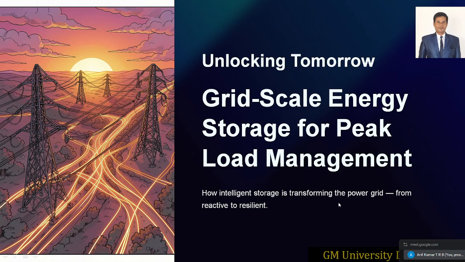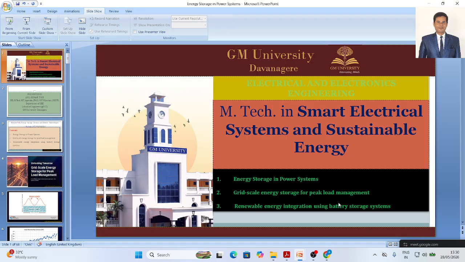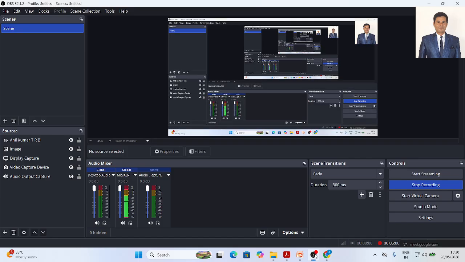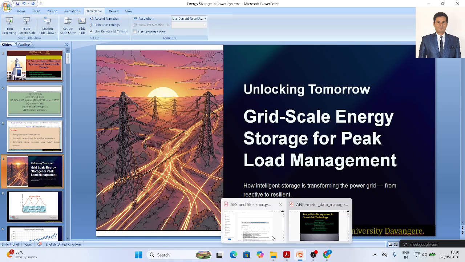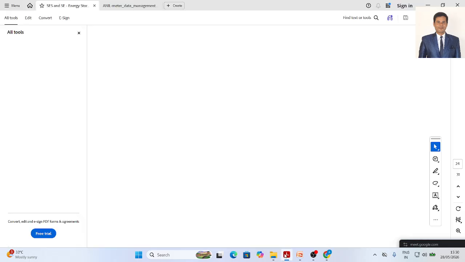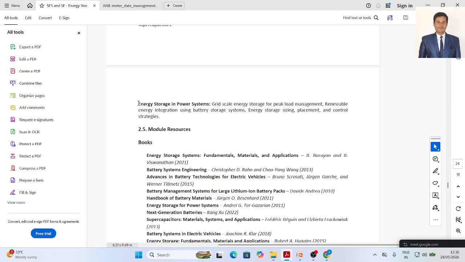All right. So this is where you have to understand how to unlock your energy storage, right? Grid scale energy storage for peak load demand. That is what we need to study in our topic. We are going to study the peak load demands, where we have to understand the concept of energy storage in the power system. How are we going to store the energy in the power system of your grids? How will the grid be scaled?